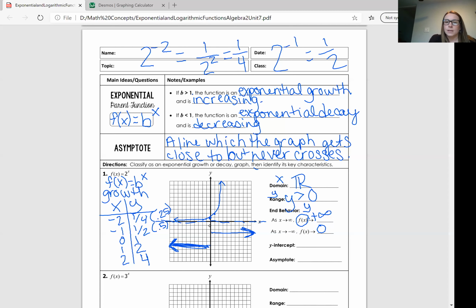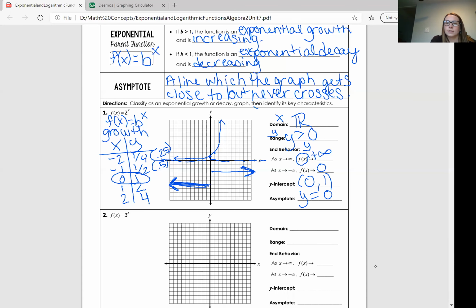All right, y-intercept. Where does this graph cross the y-axis? That's at 0, 1, and you can actually see that over here. So 0, 1. All right, asymptote. So that's this line that I drew in the beginning. What is this line? That is y equals 0. All right, so moving right along.